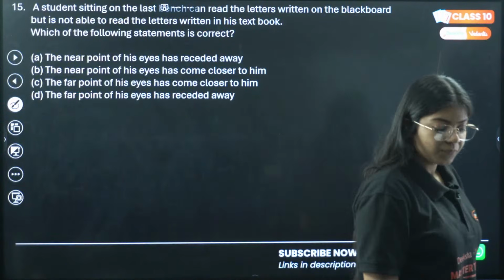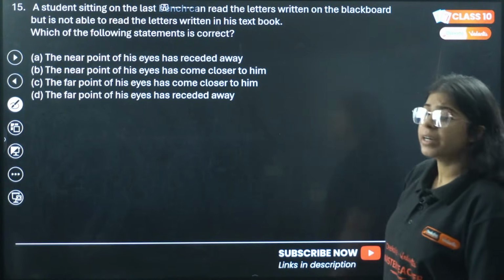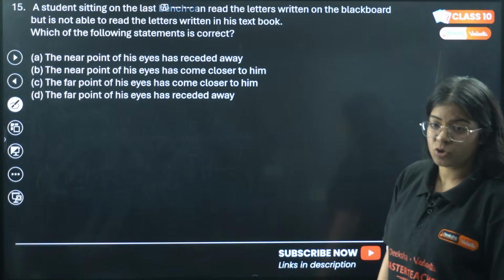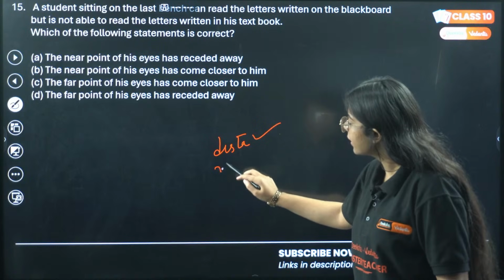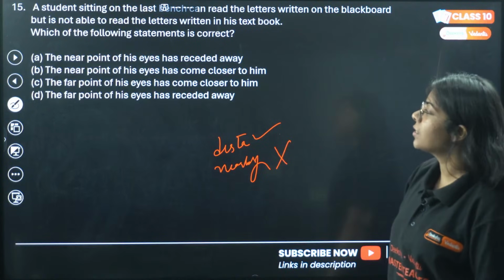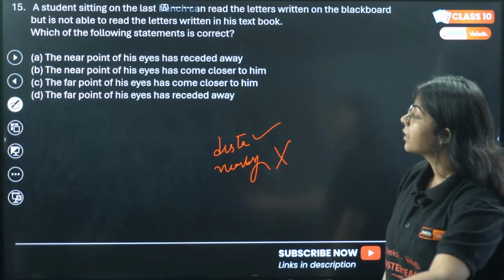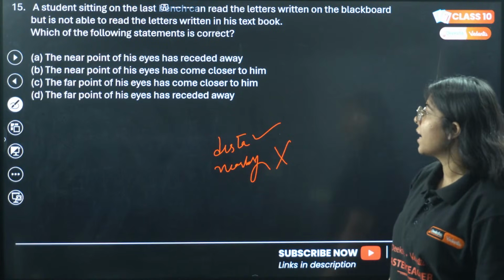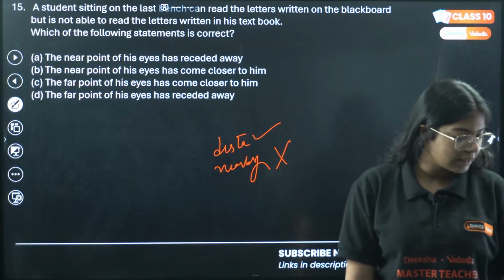The 15th question says, a student sitting on the last bench can read the letters written on the blackboard but is not able to read the letters written in the textbook. So he can see distant objects clearly, but he cannot see nearby objects clearly. Am I correct? Nearby objects cannot see. Which of the following statements is true? The near point of his eyes has receded away. The near point of his eyes has come closer to him. The far point of his eyes has come closer to him, or the far point of his eyes has receded away.